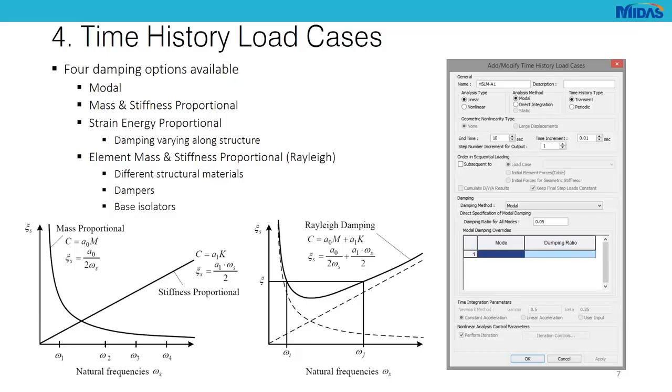And when we have more complex structures, or when we have different structural materials, each of them with different damping properties, or when we include dampers or base isolators in the structure, we can use strain energy proportional damping and also what's called Rayleigh damping or element mass and stiffness proportional.